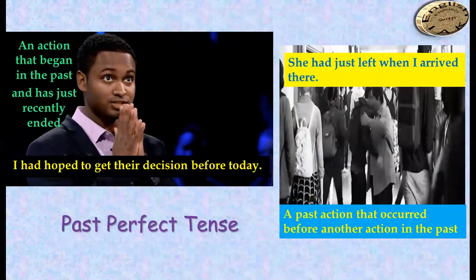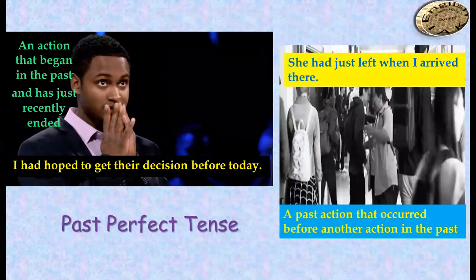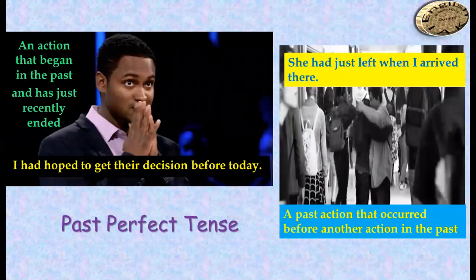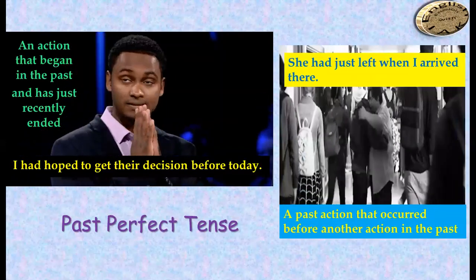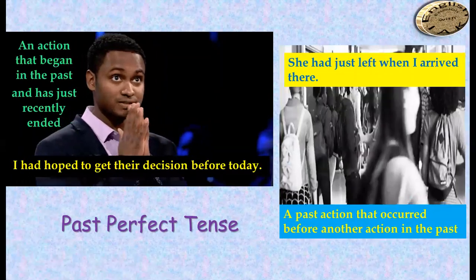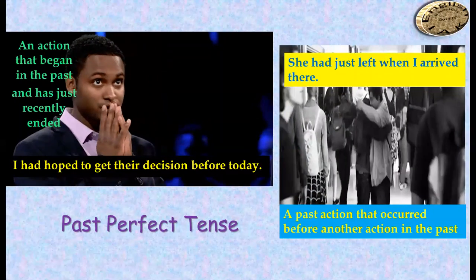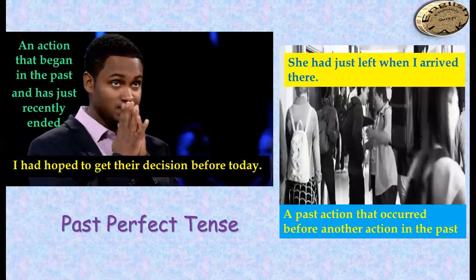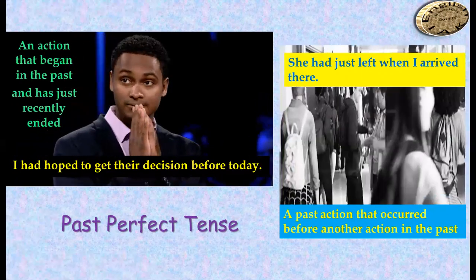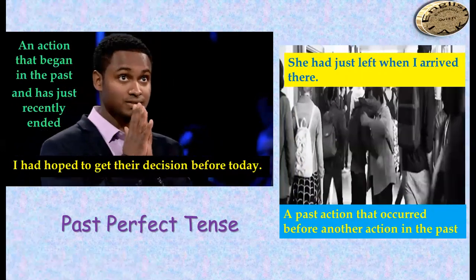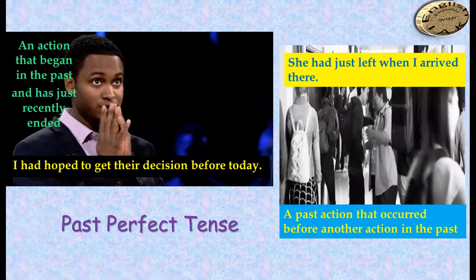Have a look at the slide, the picture on the left. An action that began in the past and has just recently ended. I had hoped to get their decision before today. Now, on the right side, she had just left when I arrived there. What does it show? It shows a past action that occurred before another action in the past. That means we are talking about two actions. One happened before, the other one happened afterwards.